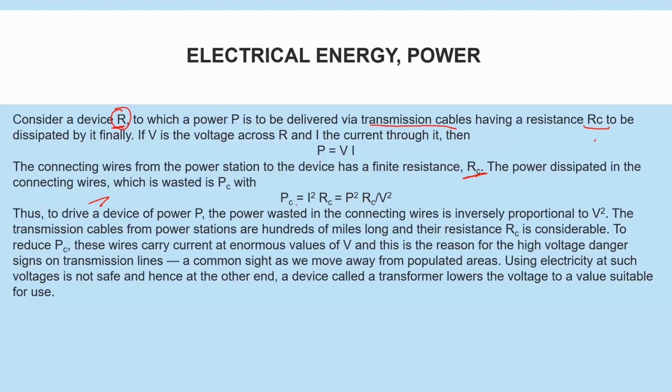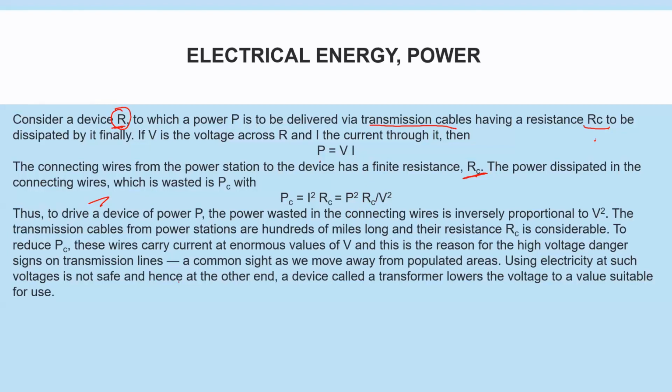Okay, so this is PC. This is the power loss that we are seeing in the cable. I square RC is equal to P square RC by V square. Actually, we are putting in the values that we saw in the previously derived equation.